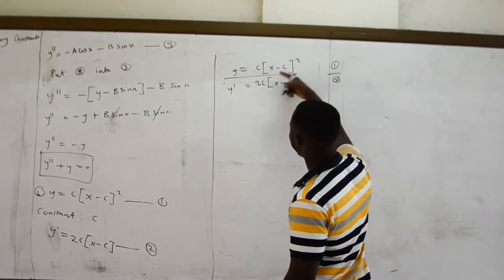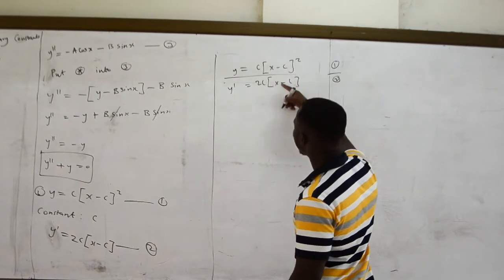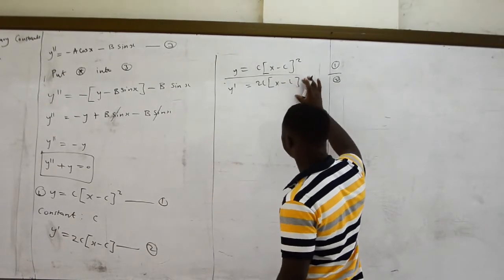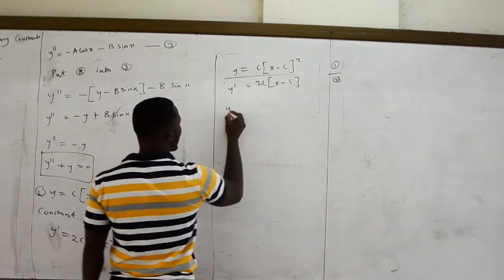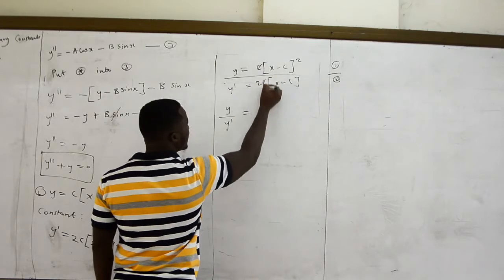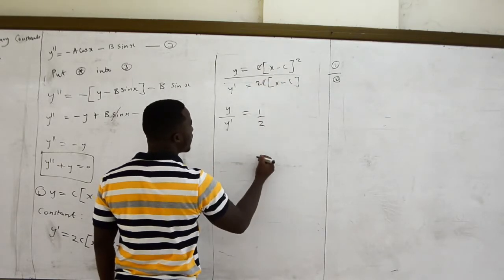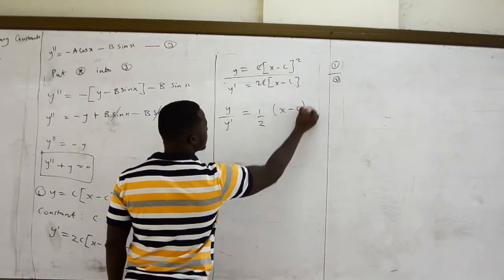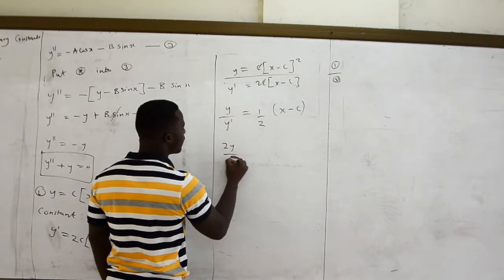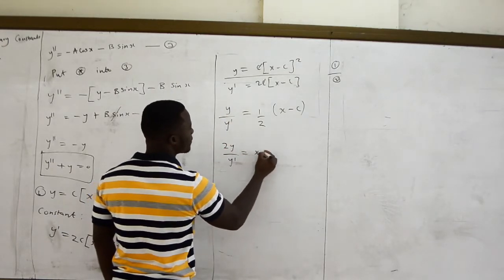When I'm dividing the whole of equation 1 by equation 2, this is (x - c) all squared, and (x - c) taking the power of 4. So when I divide this one by this, I get y over y prime is equal to this c, I will take the c here. I'll have half here, multiplied by (x - c). Cross multiply these two: I'll have 2y over y prime is equal to x - c.